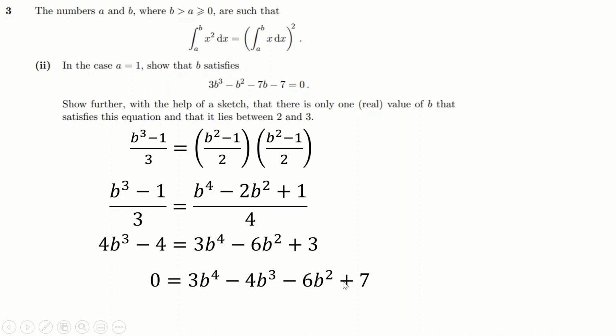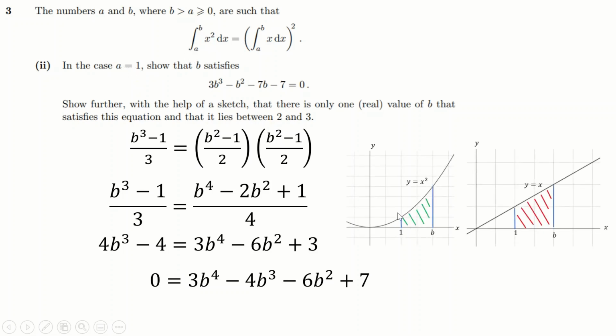And now I always get nervous when I see quartics because it's difficult to solve them, right? And I'm meant to show this, but I can't just divide by a b or anything like that. So how am I going to solve this? Well, to do this, what you needed to think was look back at the question. What is this question talking about? Well, it's talking about 2 integrals starting at 1 and ending at b. One of them is x squared and the other one is x.